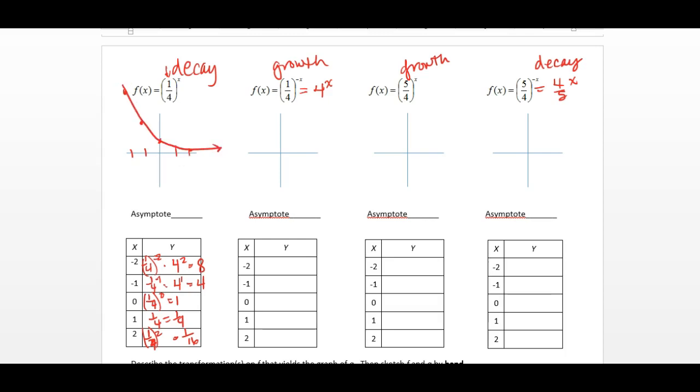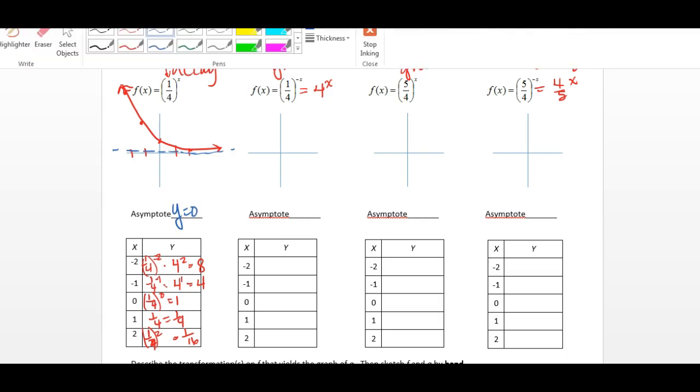It's doing this. So notice the change in direction. It's going downhill. That's a clue that it's a decay problem. Now, I do want you to notice, where's the asymptote? What line is it not crossing? It's coming very close to it, but it's not crossing. That still is y = 0. All right? Let's try the next one.